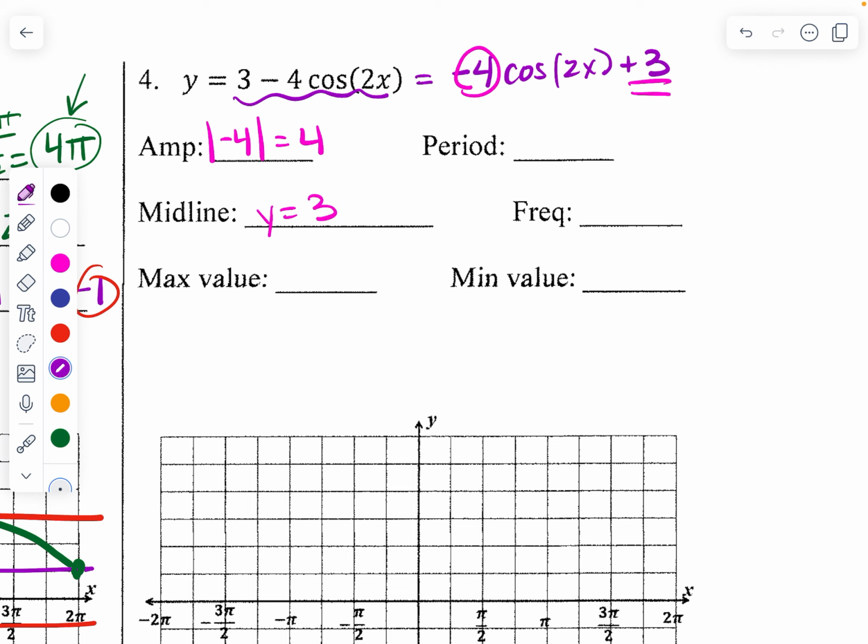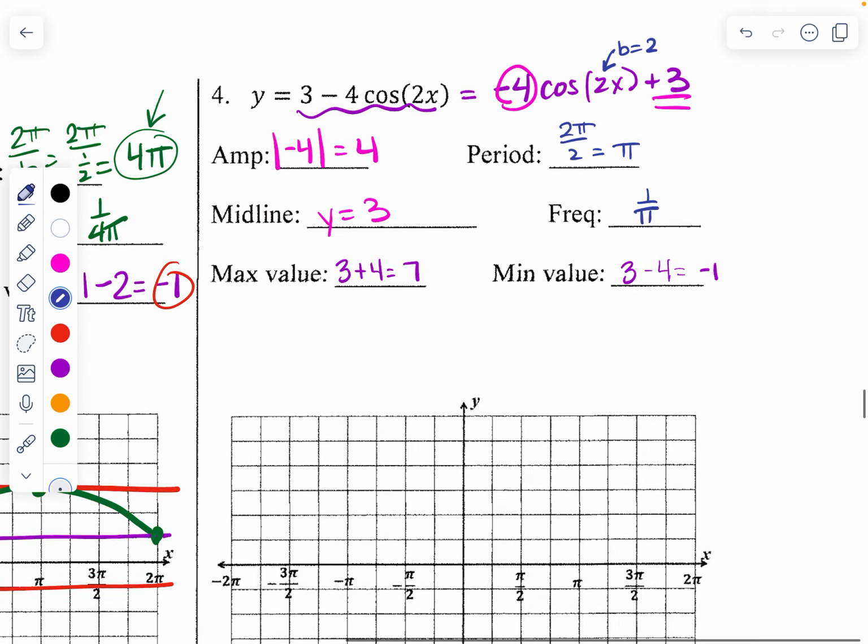So for my maximum value, we're going to take our midline of 3 and add the amplitude of 4, which gives 7. And the minimum value, take your midline and subtract the amplitude, which is negative 1. For the period, I know this is b equals 2, so that's going to be 2 pi divided by 2, which is pi. And the frequency is going to be the reciprocal of that, 1 over pi.